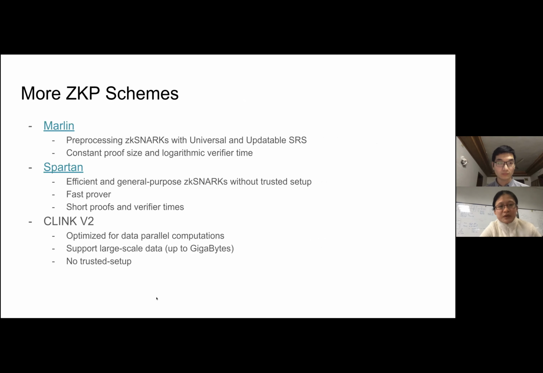First, for more ZKP schemes, we implemented Marlin. Marlin is a preprocessing zk-SNARK. It features a universal and updatable reference string. It is a true zk-SNARK because it has constant proof size and logarithmic verifier time.